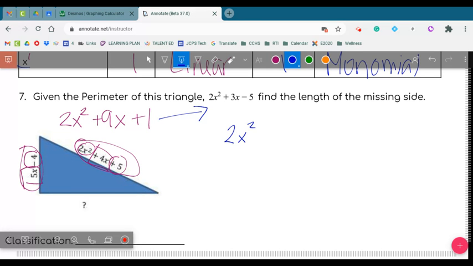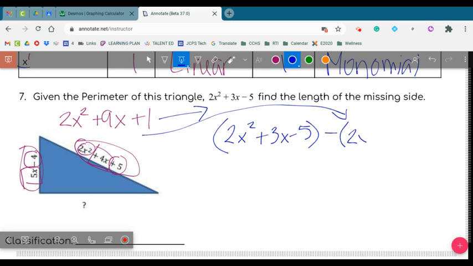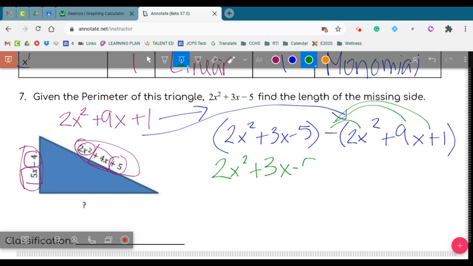So we're going to have 2x squared plus 3x minus 5 minus this. So we're going to move this over here. 2x squared plus 9x plus 1. So our first step is we have to distribute this negative. So everything in the second set of parentheses changes signs. So the first parenthesis stays the same. Positive becomes a negative. Positive becomes a negative. Positive becomes a negative. So those all change signs.